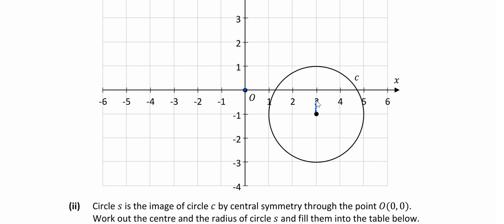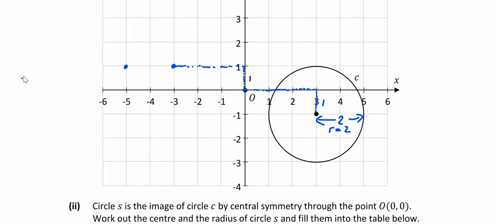The easiest way: go up one box, go across 1, 2, 3, and we're going to do the same thing over here. Go up one box and go across 1, 2, 3, and there you can see your new centre is (-3, 1). You can see the radius from 3 to 5 is a distance of 2, so r is equal to 2. The radius is 2. Get your compass.